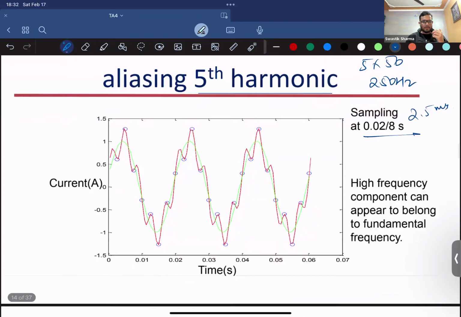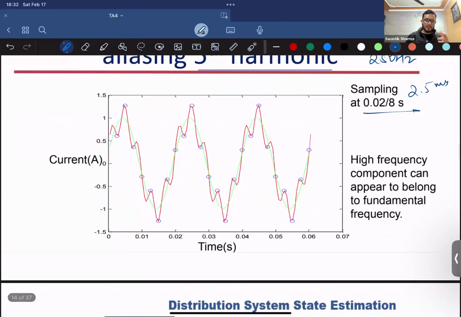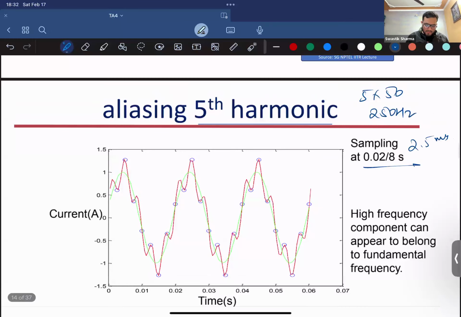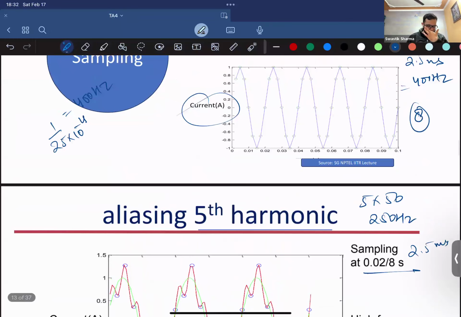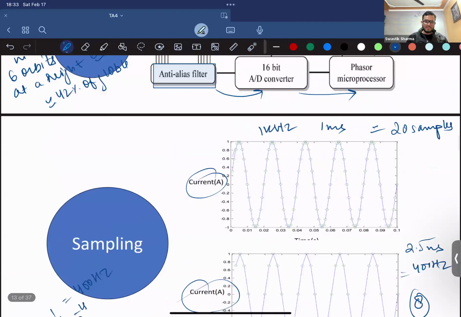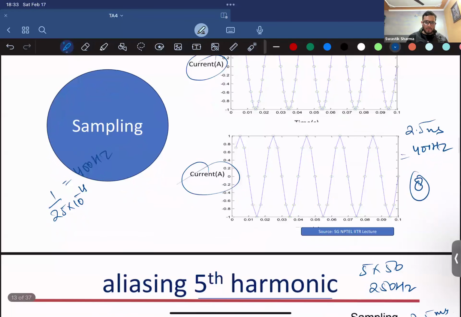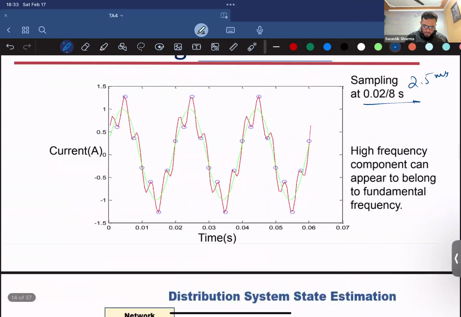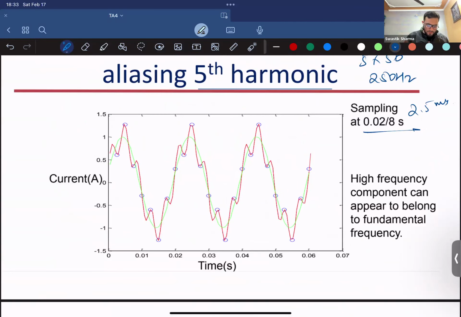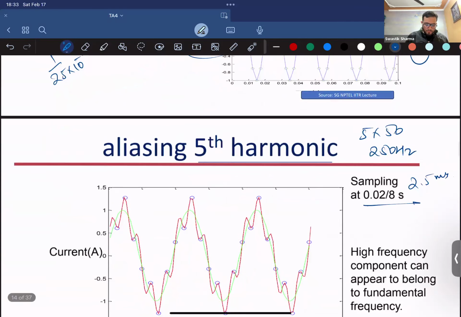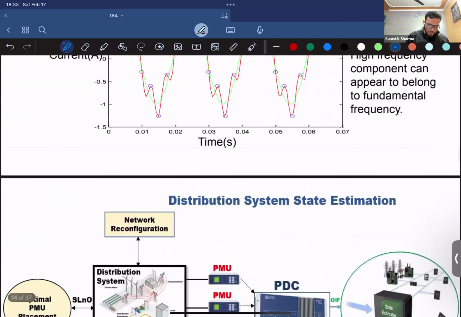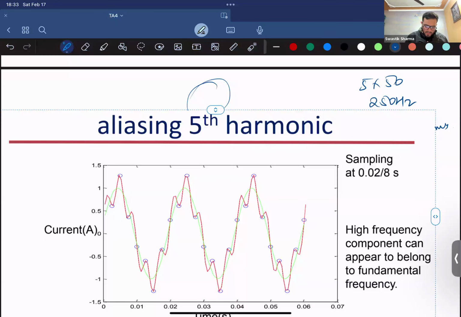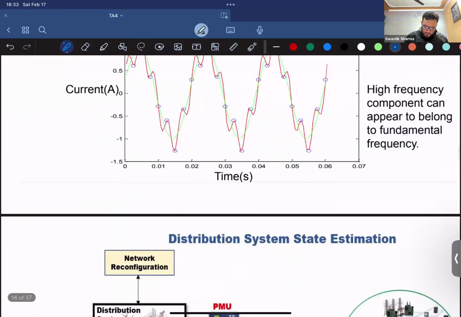In order to properly remove this aliasing component, what you need is the anti-alias filter. Basically, you can use a low pass filter coupled with your analog inputs to remove the high frequency component from the fundamental component. When you do that, you won't get the aliasing phenomenon for this harmonic. So that's how anti-aliasing is important.